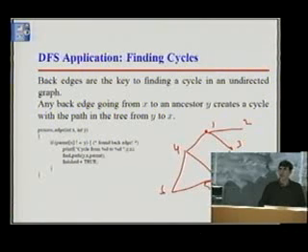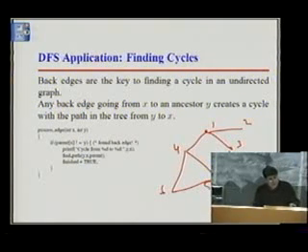Any ideas here? How can I use depth first search in principle to find out if I have a cycle? So what happens if I do a depth-first search? What's my depth-first search of this graph going to look like?